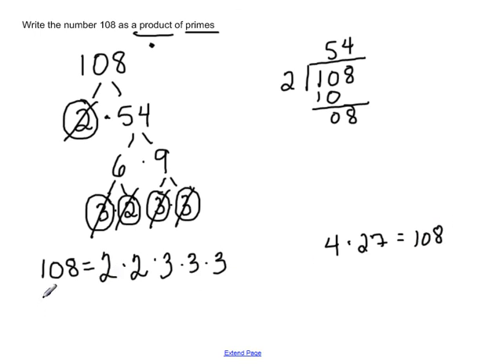The other way we could write our final answer is to use exponents. Instead of writing 2 times 2, if we have 2 factors of 2, we can write that as 2 to the second power, or 2 squared, times, here we have 3 factors of 3, so we could write that as 3 to the third power. So either one of these would be possibilities for our correct answer.